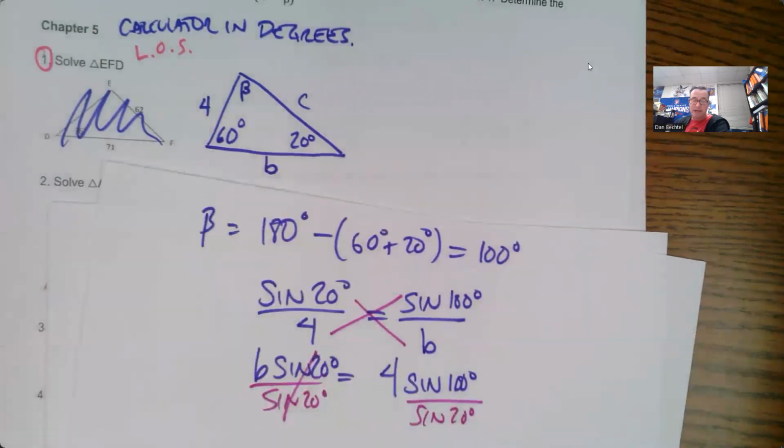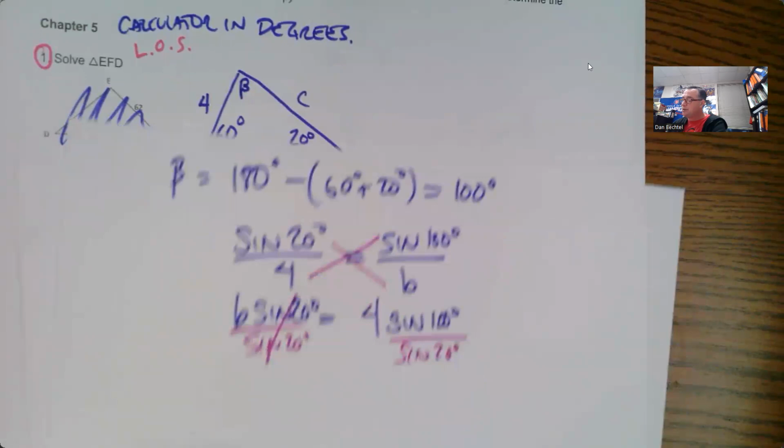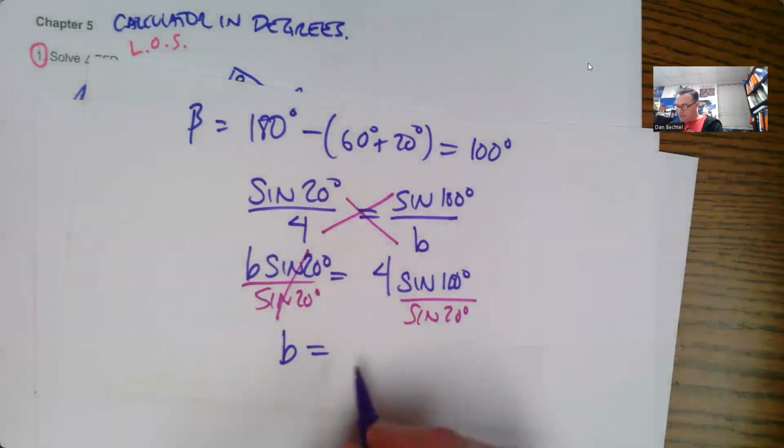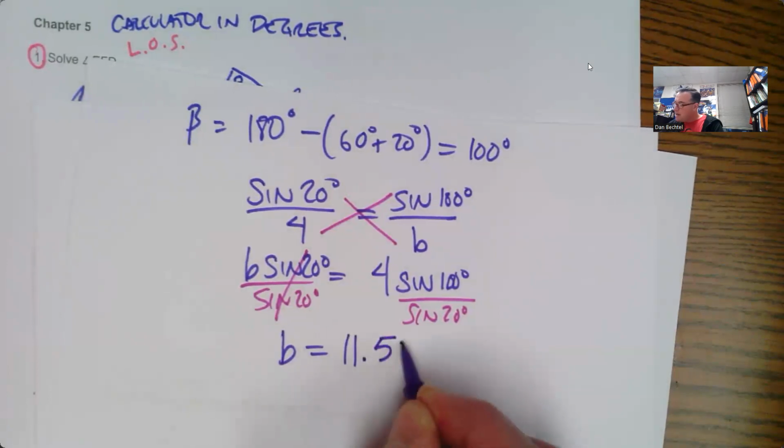And I'm going to get what my B is equal to. All right, so in this case, B is going to equal, okay, again, use our handy dandy calculator here: 4 times the sine of 100 divided by the sine of 20. I get that B is equal to 11.52.